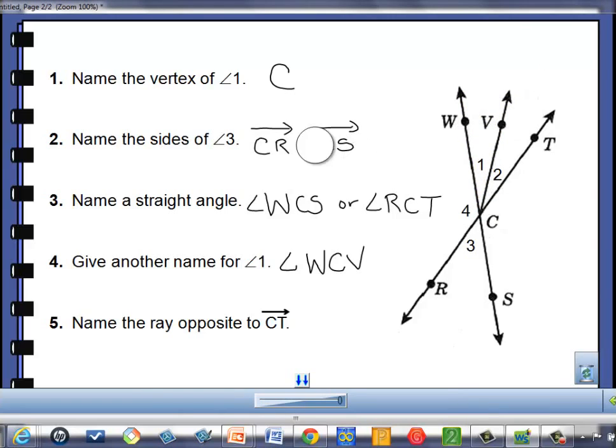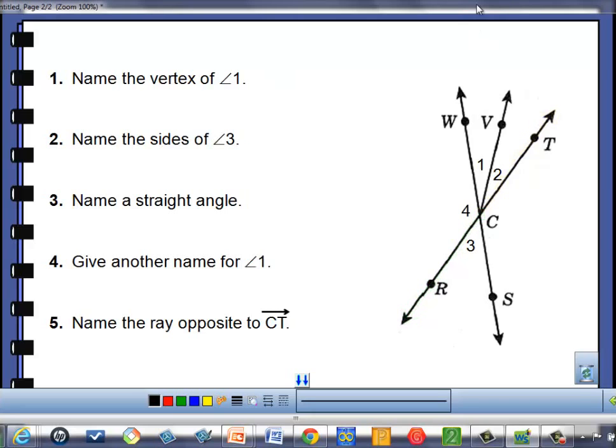All right, and question 5. Name a ray that is opposite to ray CT. So if I find ray CT, it starts at C and it goes to T in this direction. Remember, an opposite ray starts at the same endpoint and goes in the opposite direction. So to name that ray, I would start at the C, and the opposite one that goes in the opposite direction would be ray CR. Notice that as you trace things in the diagram, it helps to give you a visual for those things.